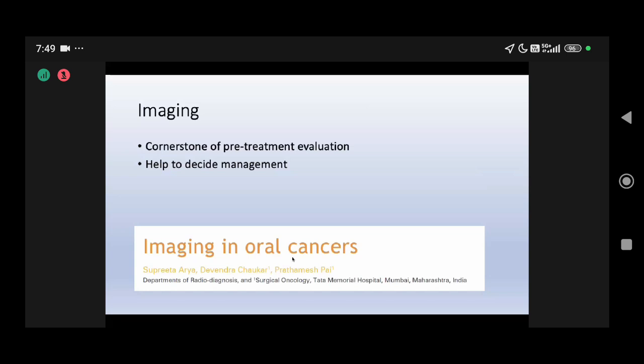Imaging forms the cornerstone for the pre-treatment evaluation of the tongue. It also helps us decide further management according to the staging and involvement of the organ. I urge you all to read this paper by Sukrita Arya on imaging in oral cancers.